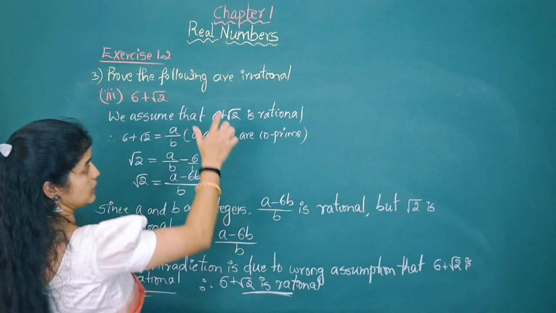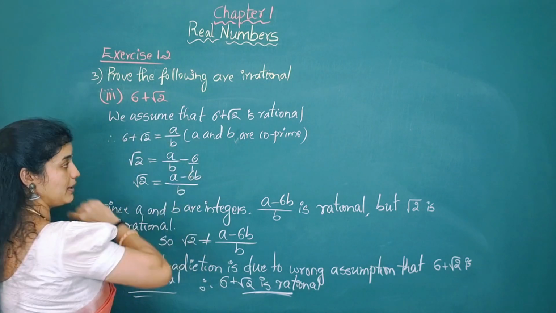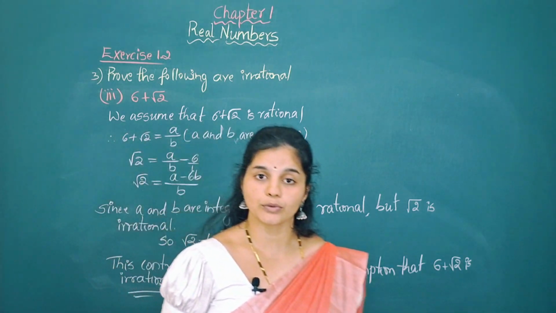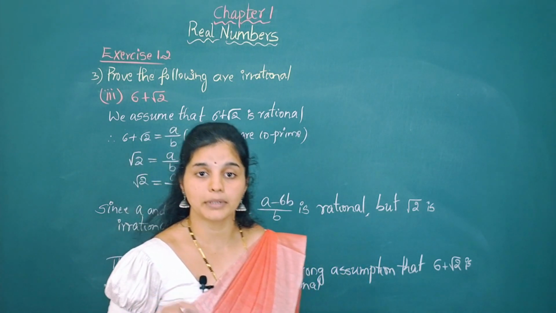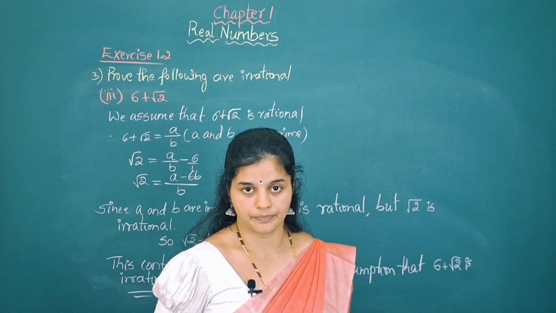Since we assume the given number is rational, we can write it as a by b, where a and b are co-primes. So then what do we do? Either we have to find that a and b have another factor in common other than 1.